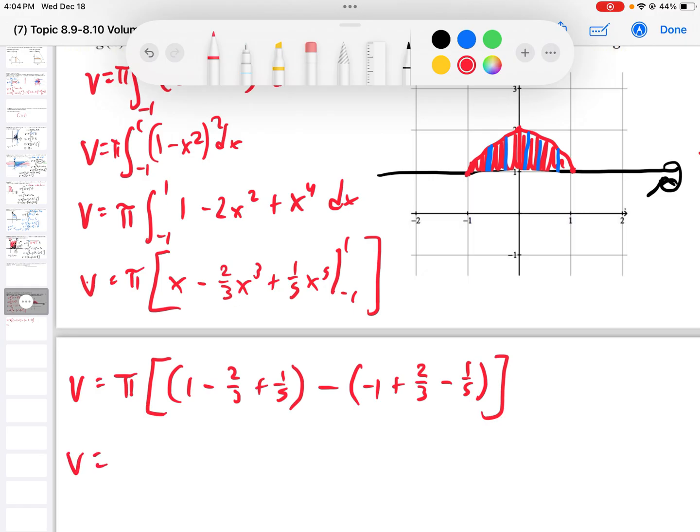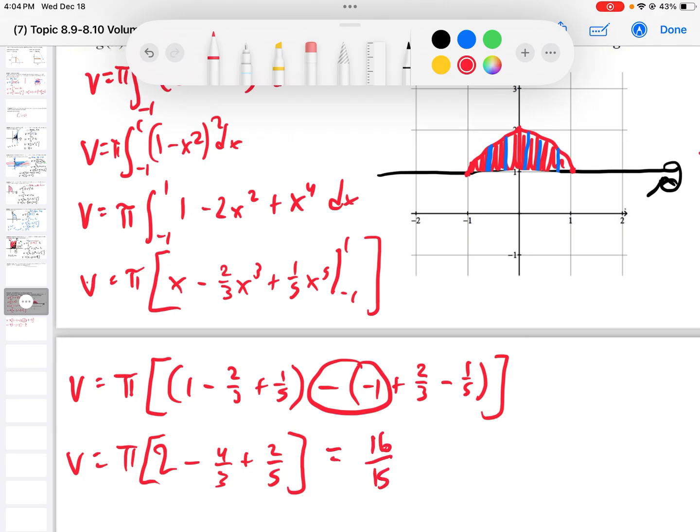So if I clean this up, we could stop it here, but this would be pi times, okay, so that'd be 1 minus, 4/3 plus 2/5. You could clean this up even more, but I think I'm just going to leave it just like that. Oh wait, no. Okay, 1 plus 1 would be 2. Okay, I almost missed that. That would have been bad. All right, so you can clean that up, and I think if you do, you get like 16 over 15 pi. So that'd be the answer.